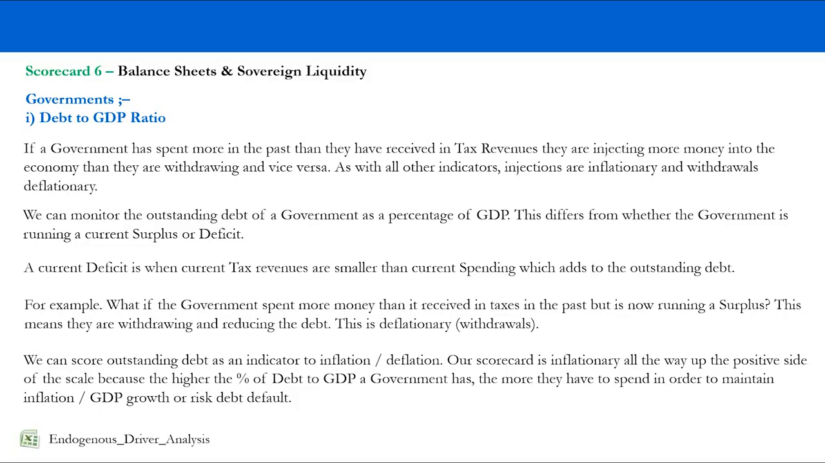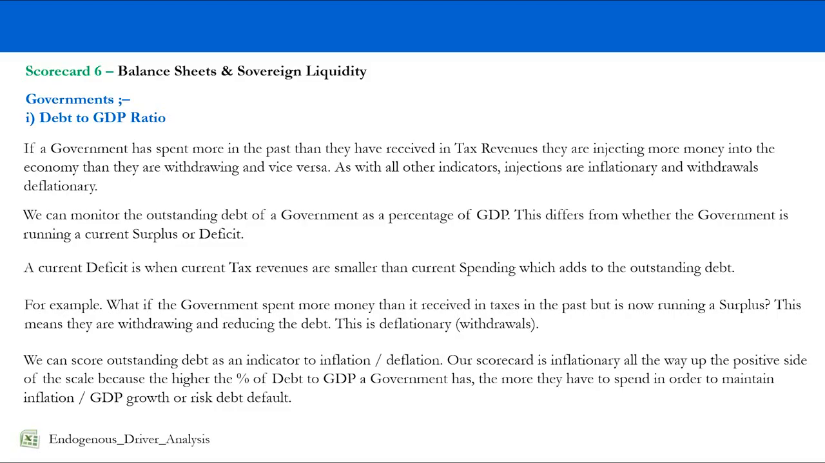For example, if the government spent more money than it received in taxes in the past, but is now running a surplus, well, this means they are withdrawing and reducing the debt, and this is deflationary. So a current surplus will actually reduce outstanding debt. So we have to look at these two things in isolation. And we can score outstanding debt as an indicator to inflation or deflation. Our scorecard will be inflationary all the way up the positive side of the scale, because the higher the percentage of debt to GDP is, the more they have to spend in order to maintain inflation or GDP growth, or they risk debt getting out of control and they risk default. So they actually have to go and spend more.